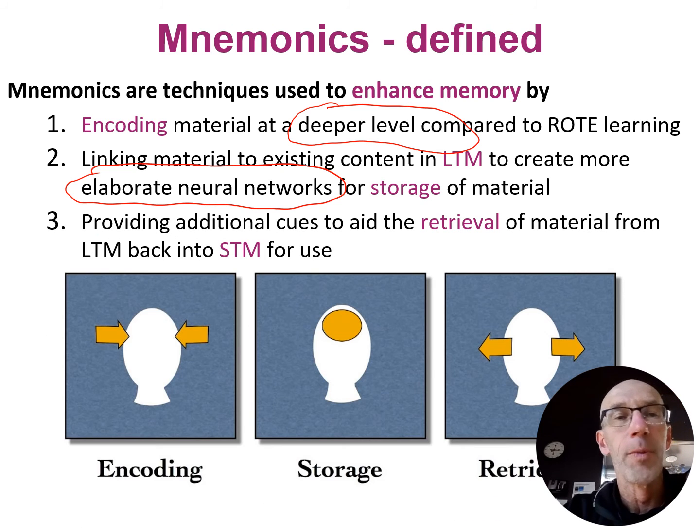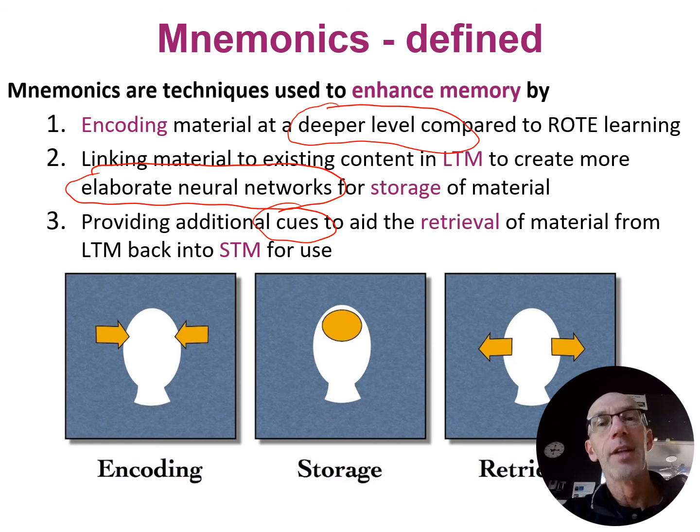And so therefore, when we're trying to retrieve the order of the planets, we can utilize the first letters from our phrase, and these, very importantly, will act as cues to help us tap into the relevant neural network where we've stored the information about the planets. So we're able to retrieve that material from our filing system in our long-term memory back into our working memory, our short-term memory, so we can regurgitate the order of the planets.